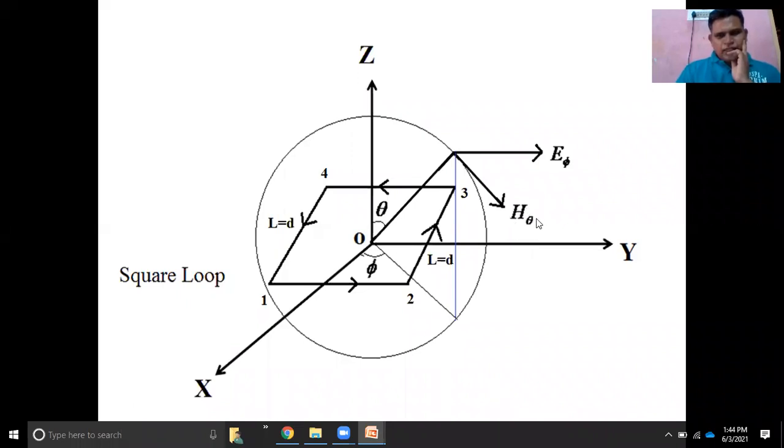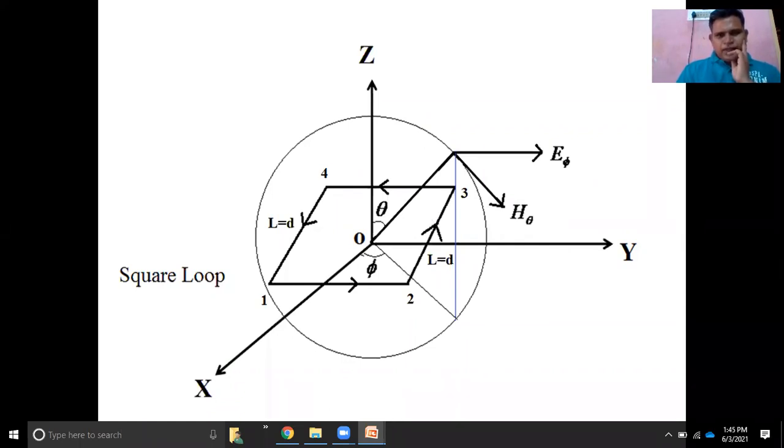And for the magnetic field, if you want to see the difference, earlier it was H phi, now for a circular loop, we'll see later, the magnetic field has a theta component and the electric field has a phi component. Why? Because it's a circular loop. We'll see in our later slides.